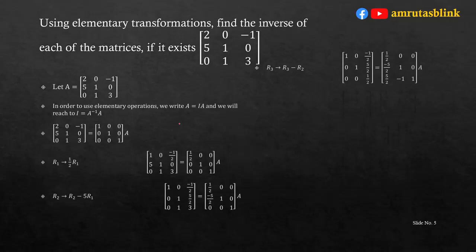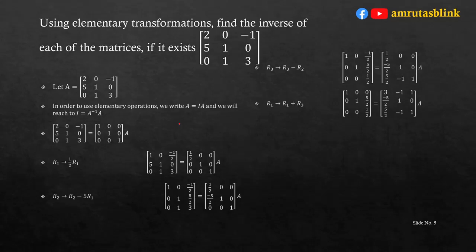0 minus 1 is equal to minus 1 and 1 minus 0 is equal to 1. Now coming back to the first row, in the first row we have already got 1 and 0, but the first row, column 3 element is minus 1 by 2, which should be equal to plus 1 by 2. So simply what we will do is we will add R1 and R3. So R1 will become R1 plus R3.